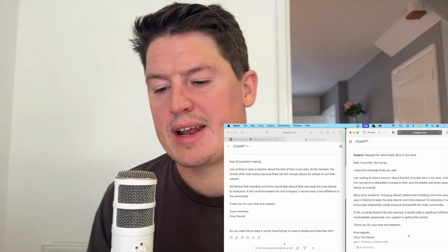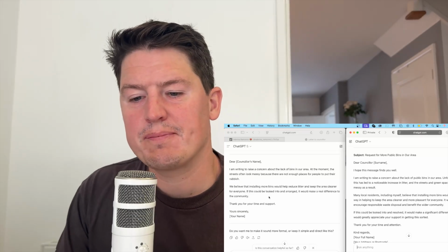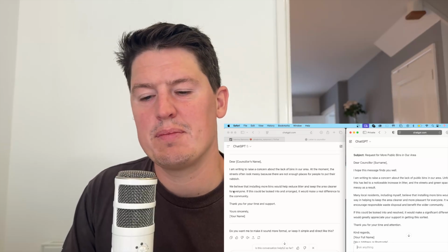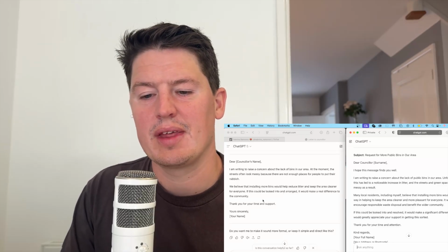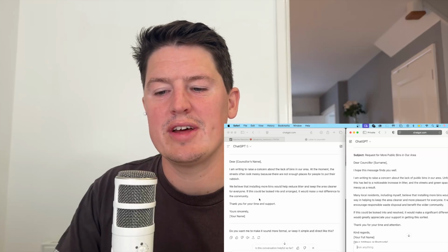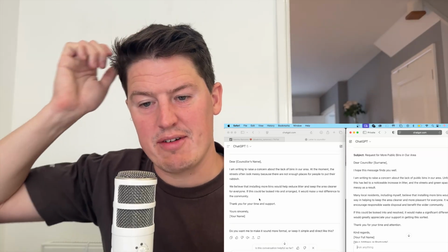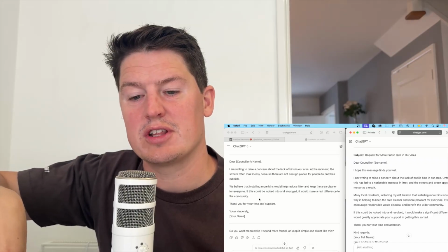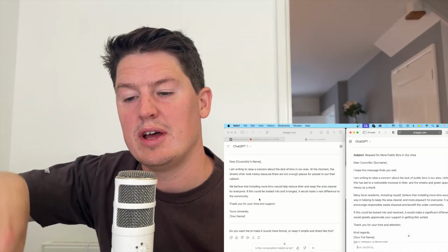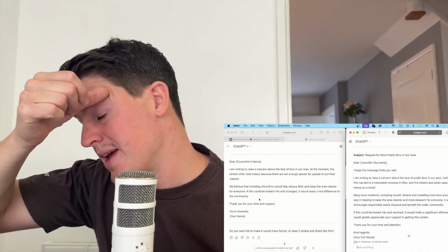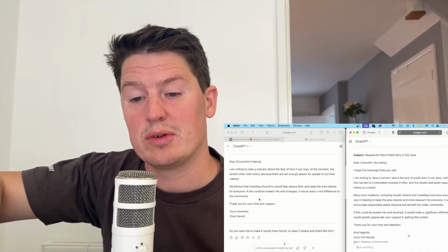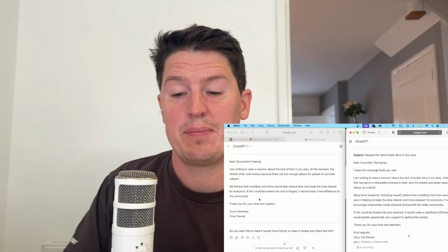There's nothing wrong with that letter, but this one, I think, is A, easier to read, and B, we believe that installing more bins would help reduce litter and keep the area cleaner for everyone. If this could be looked into and arranged, it would make a real difference to the community. Thank you for your time and support. It's a bit more, to me, if I was reading that as a councillor, I would think, thank you for not wasting my time with all of this extra fluff. So that is one way.